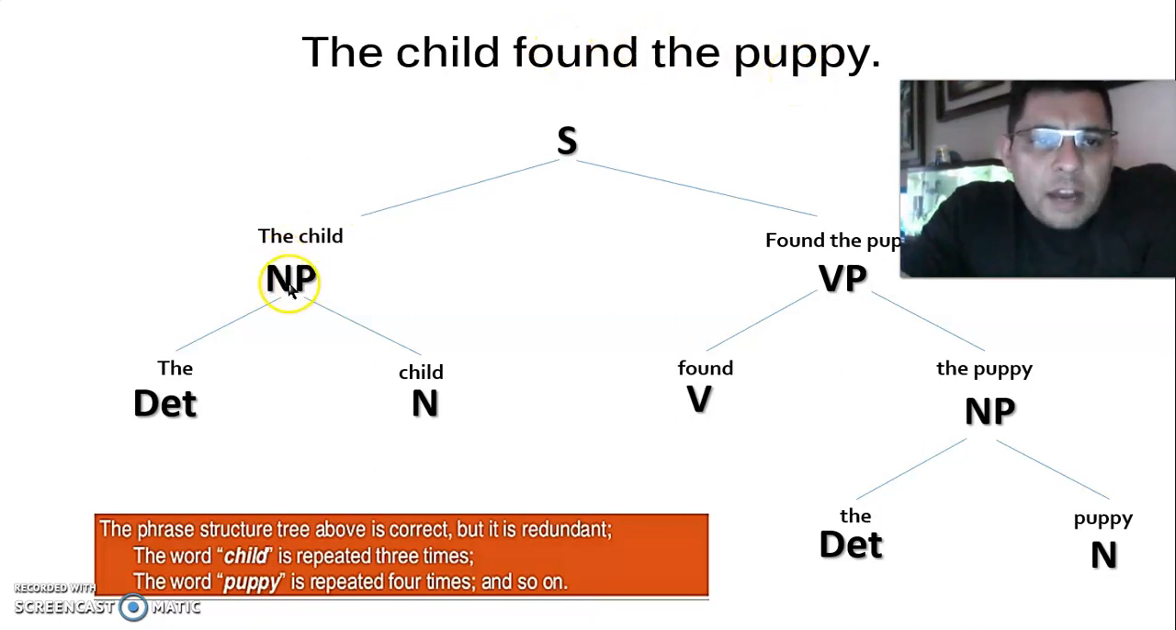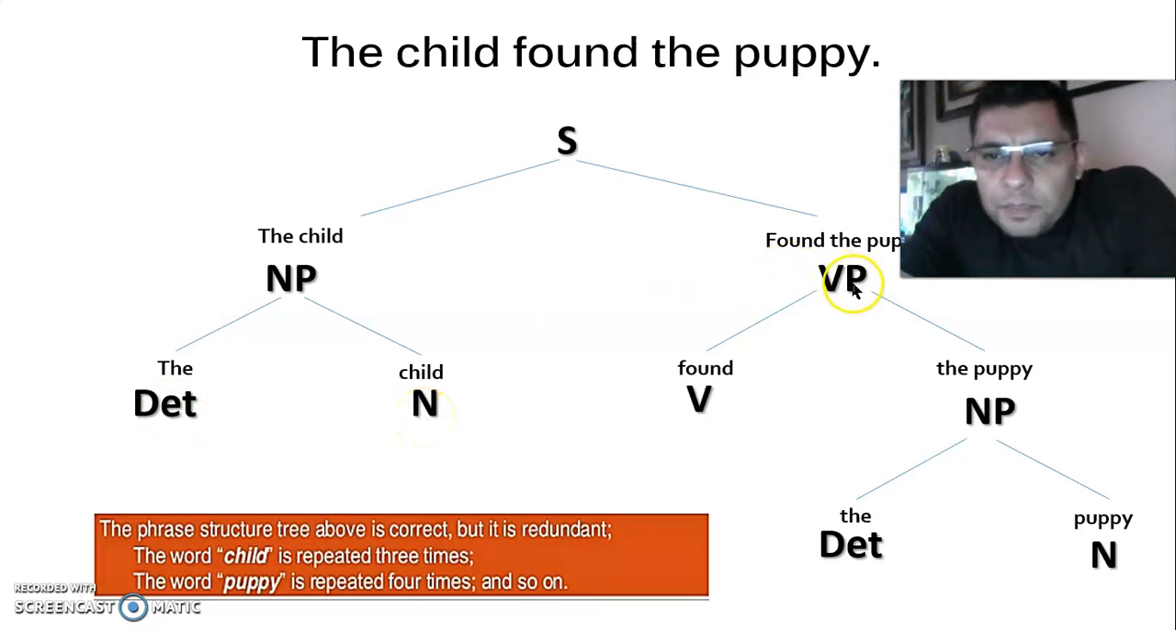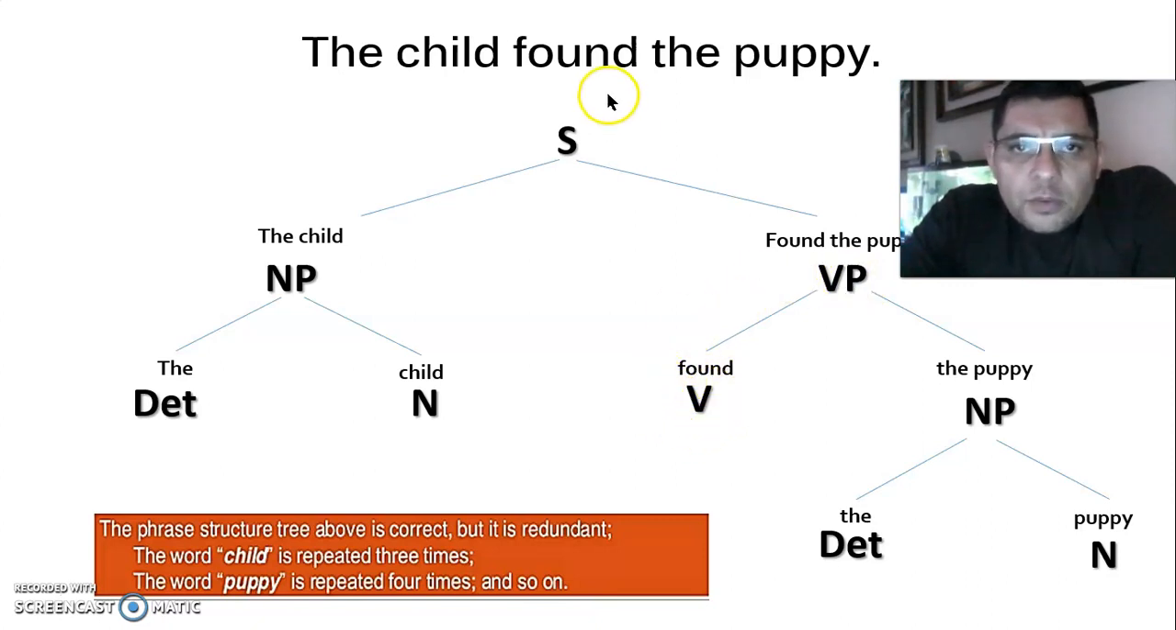Then inside of my noun phrase, we have the determiner, which is the, and then we have child, which is my noun. So therefore, the sentence is composed by a noun phrase, and this noun phrase is composed by the determiner and the noun. Now, what about the VP? The VP, which is my verb phrase, is composed by V, which is my verb, and the puppy, which is my noun phrase.